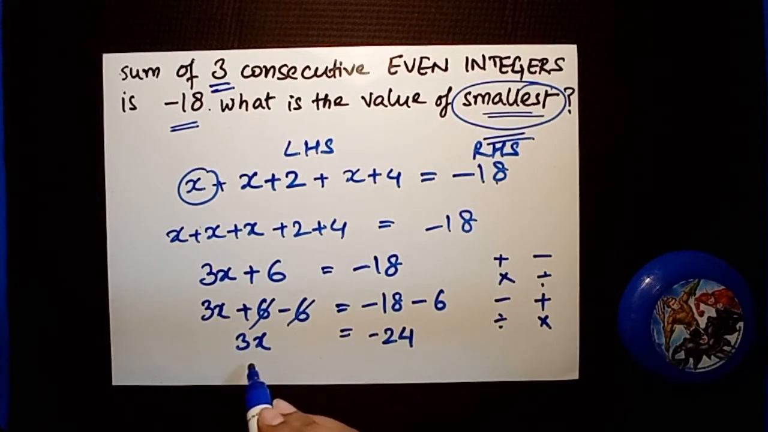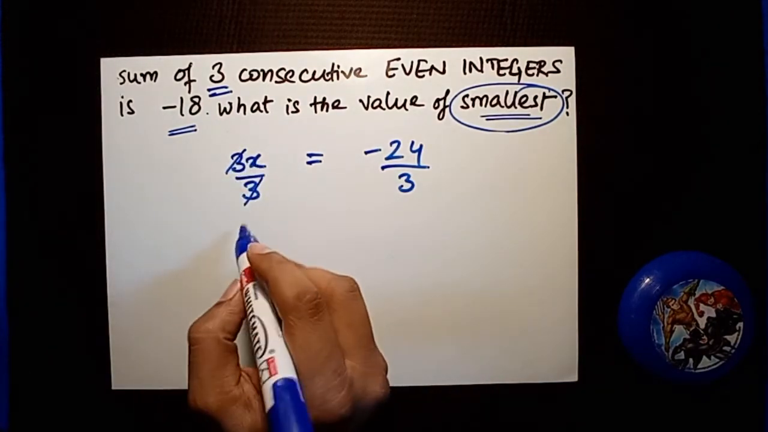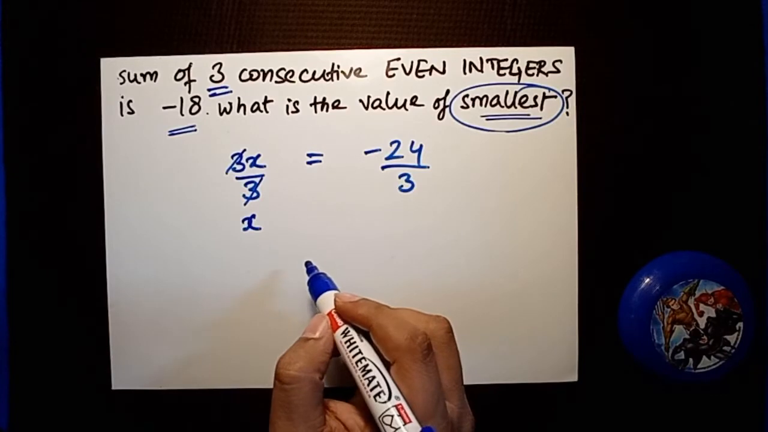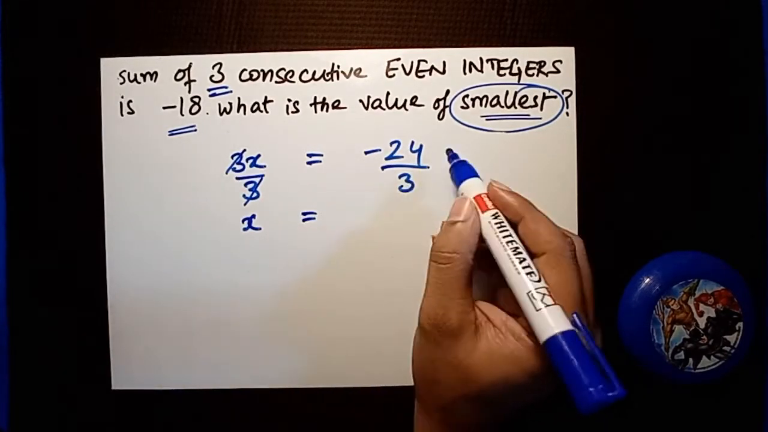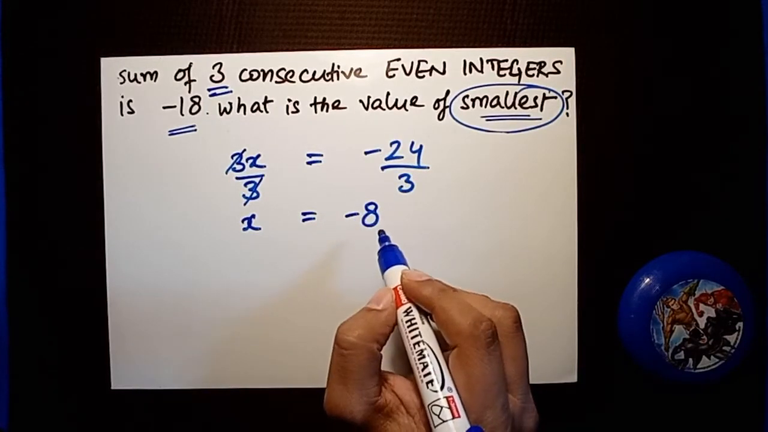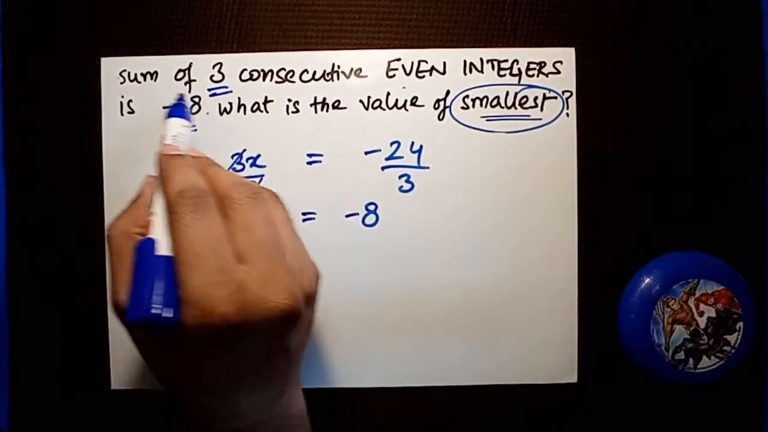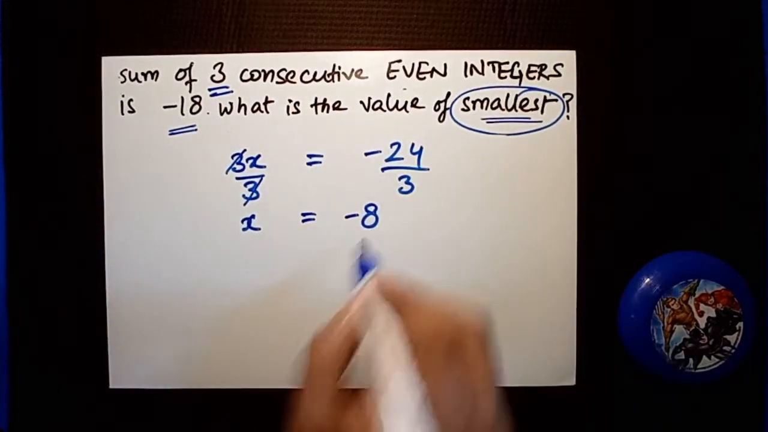If I divide by 3, only x will be left. So let's divide by 3 here. And because I'm doing division by 3 on this side, I will have to do division by 3 on this side as well. Okay, so once this cancels out, I am left with x. And 3 8s are 24, and because it is minus, I am left with minus 8. So the smallest even integer in this problem statement is minus 8.